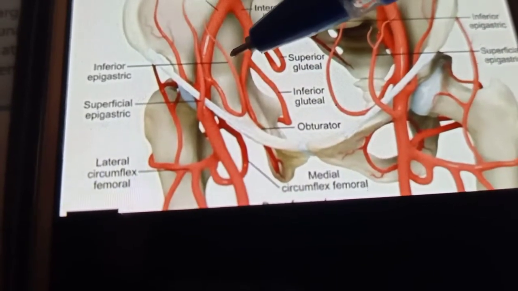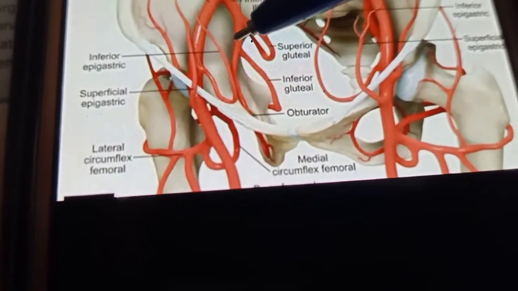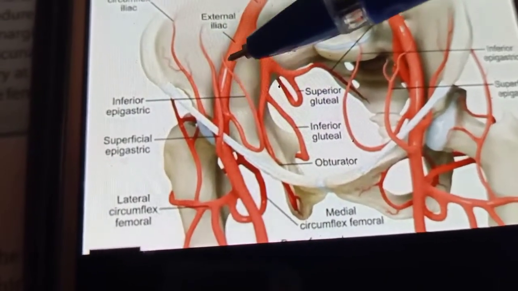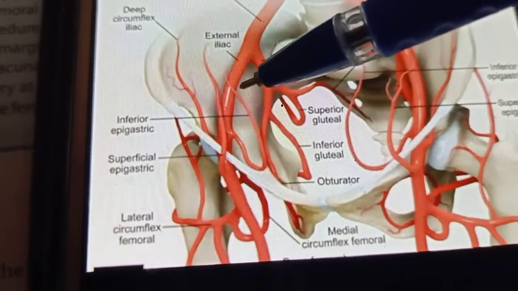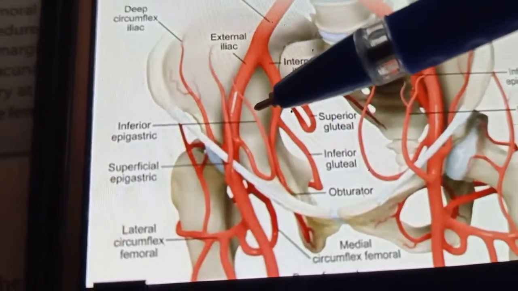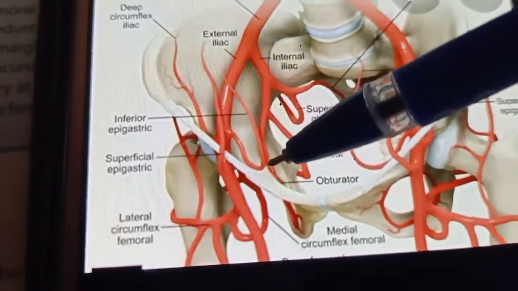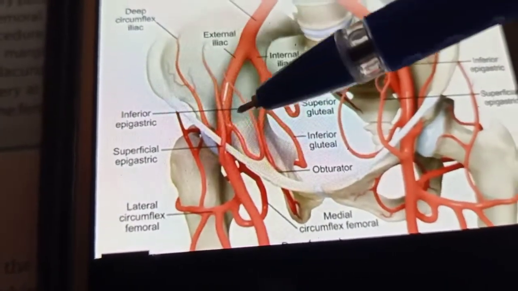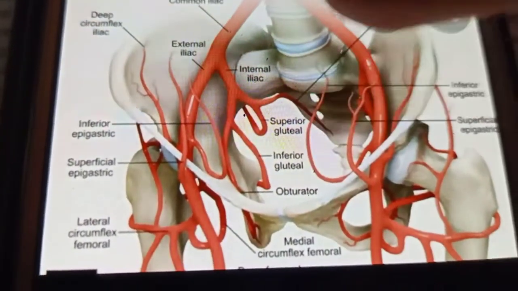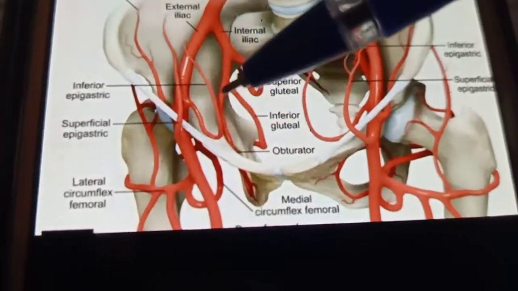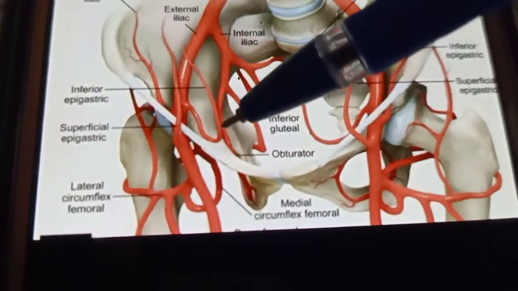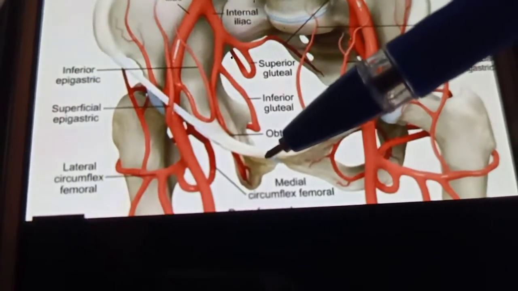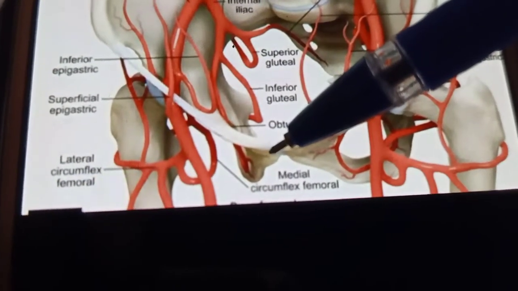Inferior epigastric artery, I mentioned that near the end of the external iliac, you can see this is the external iliac. So near the end of the external iliac, there is one branch which is inferior epigastric artery. It winds over the ductus deferens and it will reach the anterior abdominal wall. This I have talked about in my previous video. So the pubic branch of the obturator artery anastomoses with the pubic branch of the inferior epigastric artery.